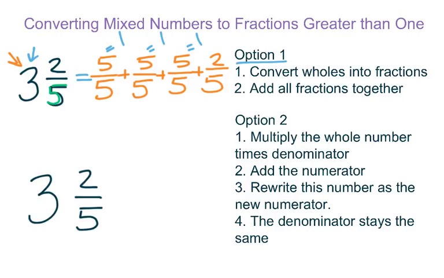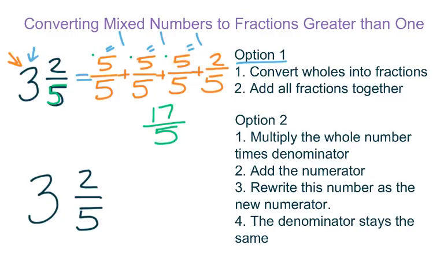So that's step number 1 for option number 1, and then step number 2 is to add all of our fractions together. We've already talked about adding our fractions. As long as the denominator is the same, the only thing we're going to do is add the numerators. So here we can count by 5s, 5, 10, 15, and then add 2 more, so we would get 17 fifths. So what this is saying is that 3 and 2 fifths is equivalent to 17 fifths as a fraction greater than 1.